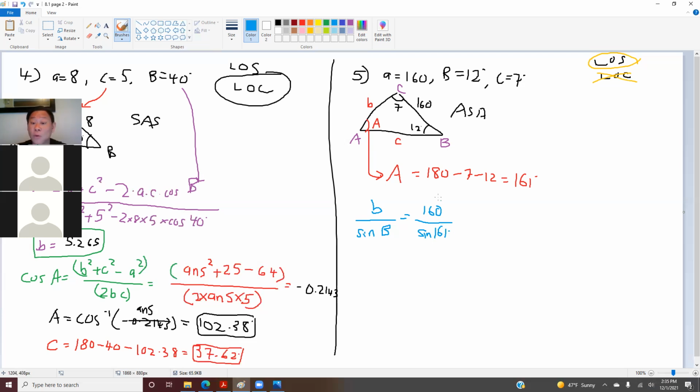Okay, so we know angle A, and in this case angle B is given to us as 12 degrees. So you just plug this in over here, by 12 degrees. And again, class, this is all in degrees. Make sure you change your calculator. So in order for us to find B, we just multiply this by sine 12 degrees. So go ahead, take out your calculator: 160 over sine 161 times sine 12 degrees. They're all in degrees. You will get B.